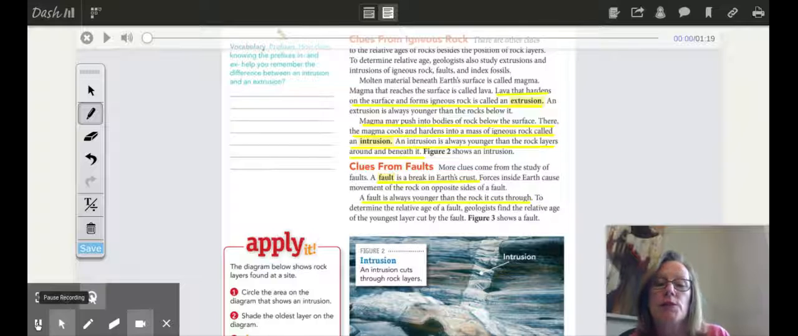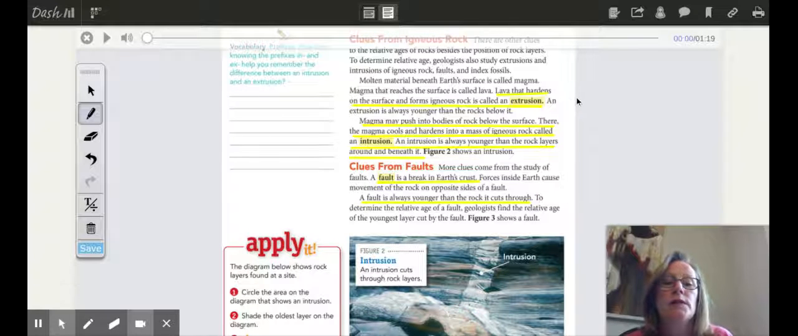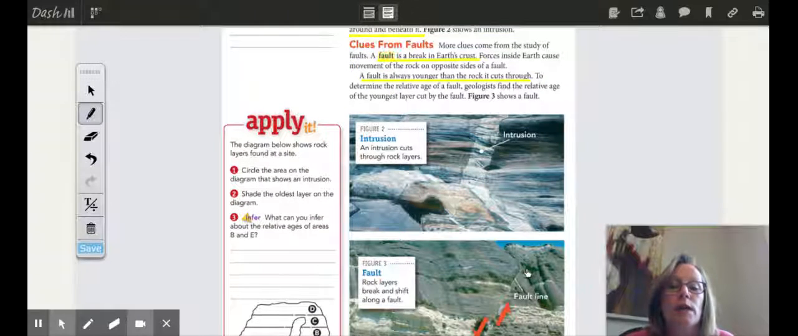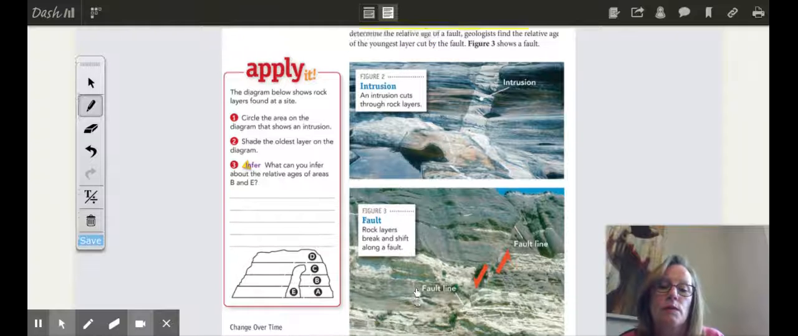Now take a look at page 206. Things that are important are that lava that hardens on the surface and forms igneous rock is called an extrusion. And then on this one, the intrusion: magma may push into bodies of rock below the surface. The magma cools and hardens into a mass of igneous rock called an intrusion. And you can see that right here. That's an intrusion when it's in. And then there's the fault, which is a little below. The fault is a break in the Earth's crust. And a fault is always younger than the rock it cuts through. So right here you can see the fault line, and it's cut. One is moving upwards, and this one's moving down.